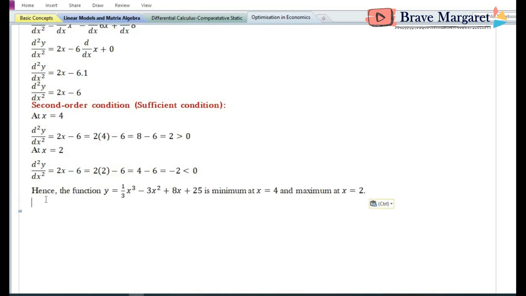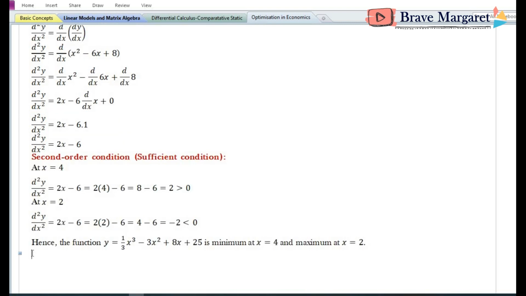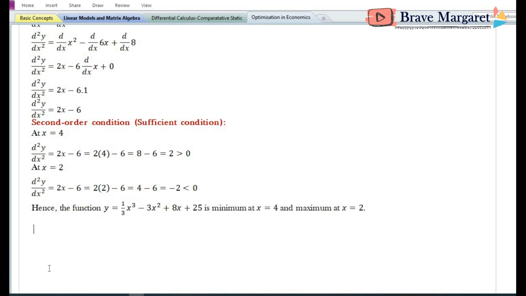So we can write down, hence the function y equals 1 by 3 x cubed minus 3x squared plus 8x plus 25 is minimum at x equals 4 and maximum at x equals 2. So we have completed both the first and second order conditions. Let us now find the minimum and maximum value of the function.